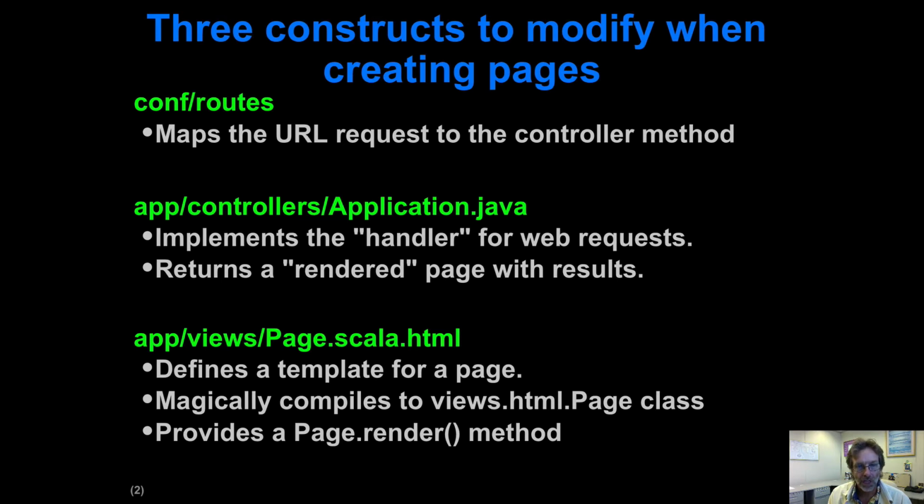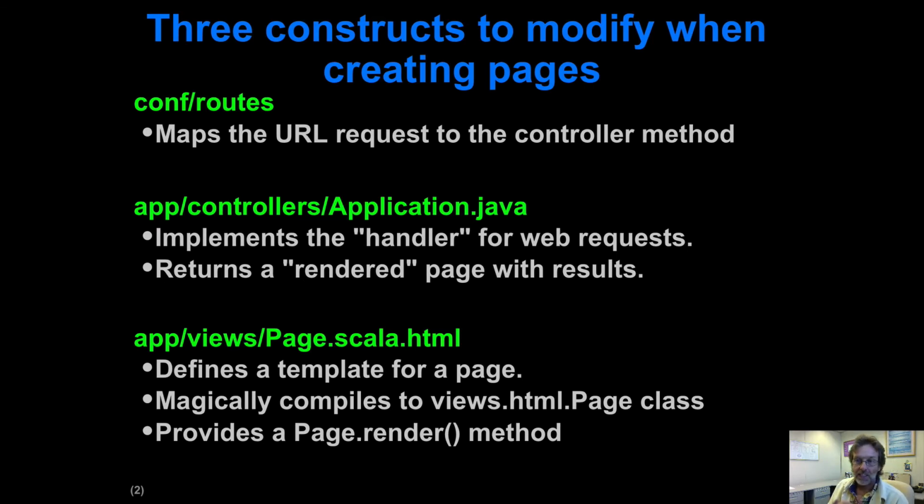It's called the routes file. And the routes file is going to be used to map the URL request to a particular controller method that's supposed to be invoked when a URL request comes in. So that's the Play framework getting something from the user, which is a request from the user in terms of URL, to the code that should be executed.